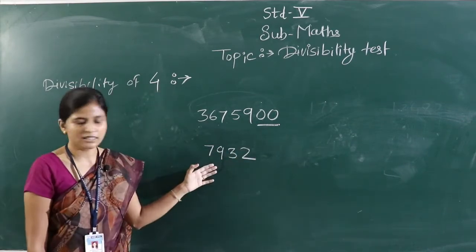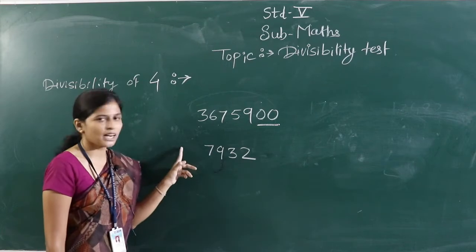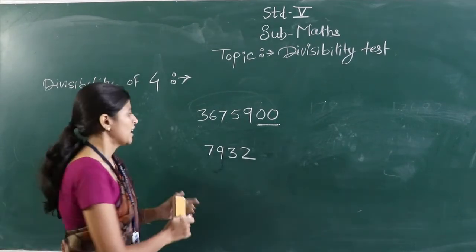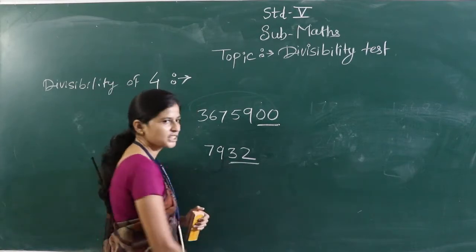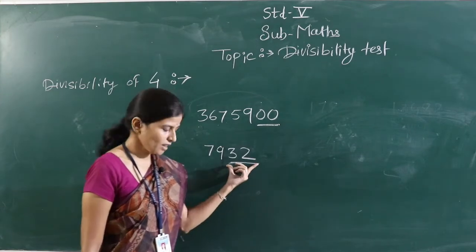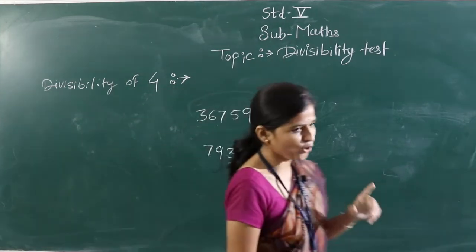विदाउट डिवीजन हम पता कर सकते हैं, पूरे नंबर को डिवाइड किए बगैर हम ये पता कर सकते हैं कि ये नंबर डिविजिबल बाय 4 है कि नहीं. हम लास्ट 2 डिजिट देखेंगे. लास्ट 2 डिजिट इज 32. 32 इज डिविजिबल बाय 4 या नॉट? 32 इज डिविजिबल बाय 4.